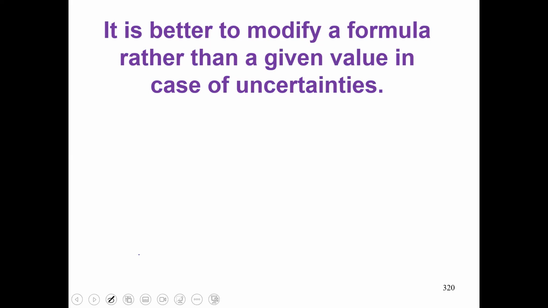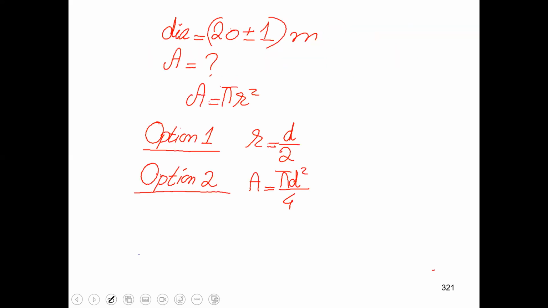Done, sir. Now, there are two possible routes. Radius is equal to d upon 2. Option 2, change the formula. So, it is better to change the formula rather than dividing 20 by 2. You have to copy this example.